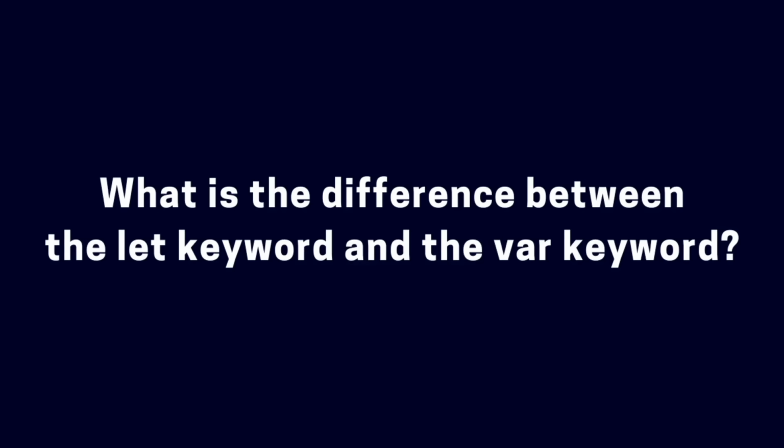Both the let keyword and the var keyword can be used to declare a variable. The let keyword is the modern way to declare a variable, and it was introduced in ES6. The difference is that the let keyword is block scoped and the var keyword is function scoped. With the let keyword, the variable will be accessible within the block it is defined in. With the var keyword, the variable will be accessible within the function it is defined in.